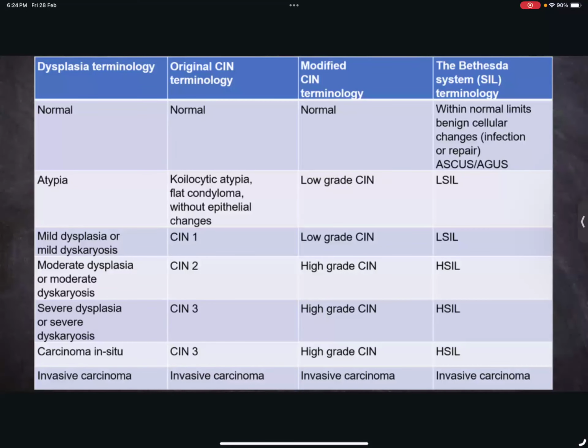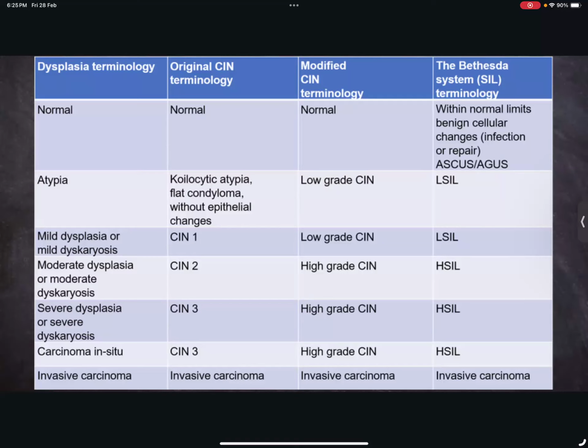In the old times, we classified dysplasia as mild, moderate, severe, and carcinoma in situ, and after that, invasive carcinoma. Now, what is dysplasia? Dysplasia is the abnormal proliferation of abnormal cells. It could be in the form of nuclear irregularities, hyperchromasia, and increased nucleocytoplasmic ratio. After that, there is the terminology of cervical intraepithelial neoplasia, classified as CIN 1, 2, and 3.